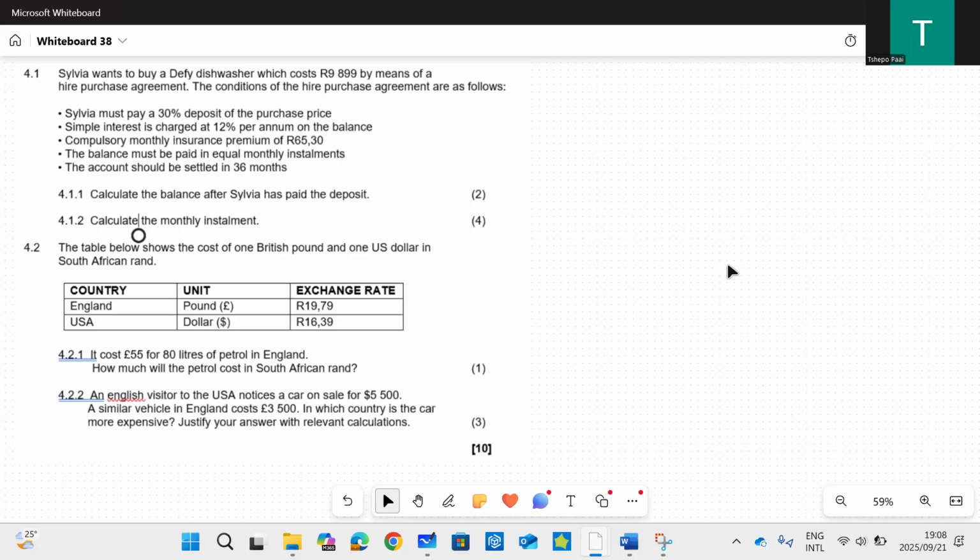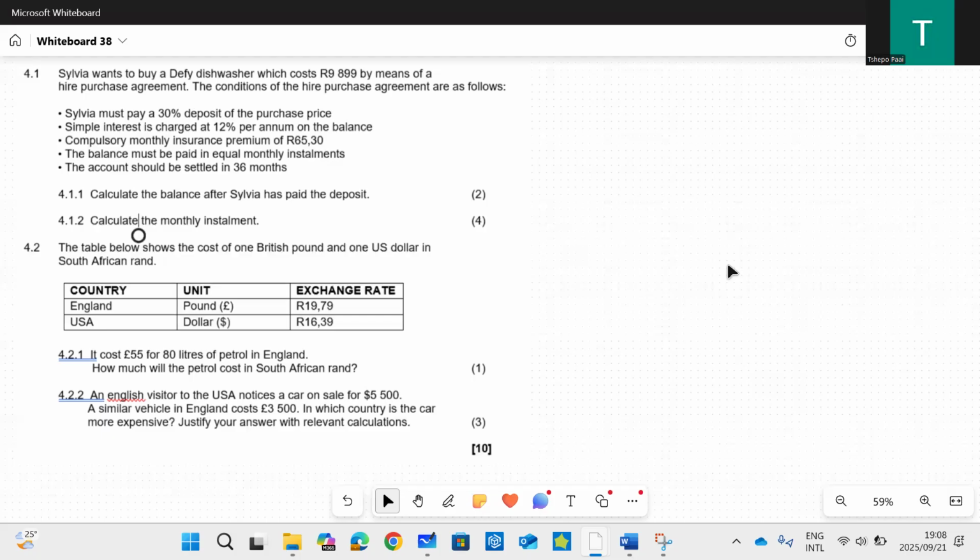Here they are saying Sylvia wants to buy a DeFi dishwasher which costs 9,899 by means of a hire purchase agreement. The conditions of the hire purchase agreement are as follows. Sylvia must pay a 30% deposit of the purchase price. Simple interest is charged at 12% per annum on the balance. Compulsory monthly insurance premium of R65.30. The balance must be paid in equal monthly installments. The account should be settled in 36 months.